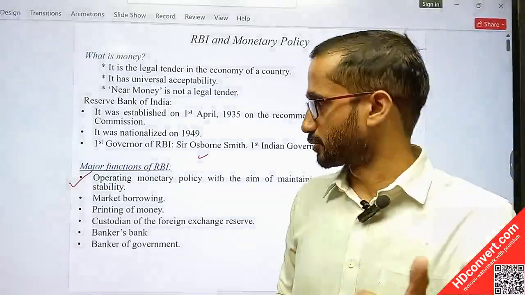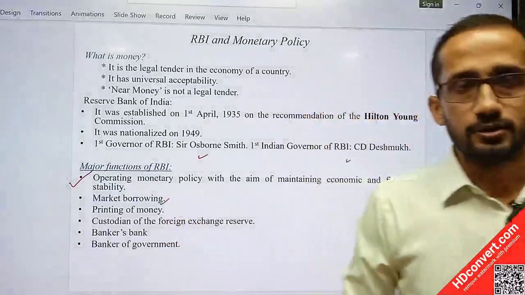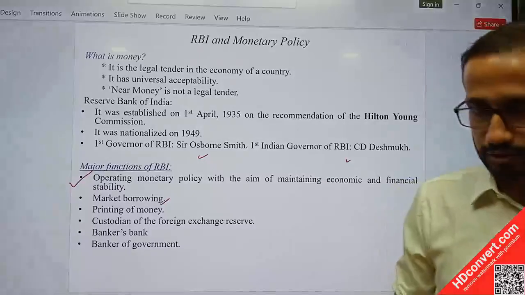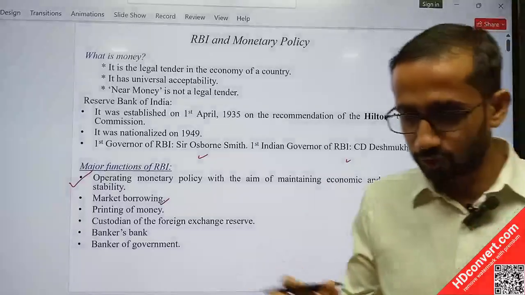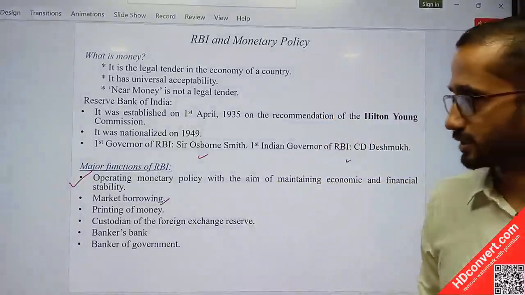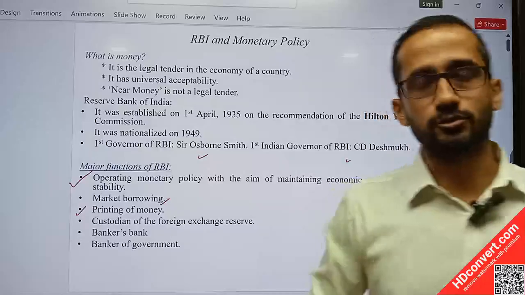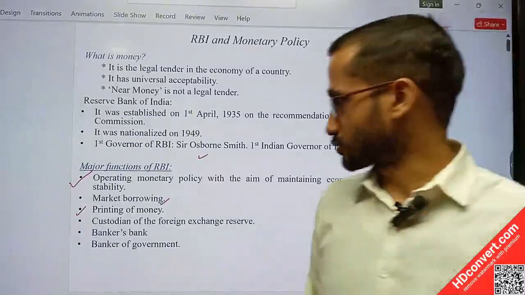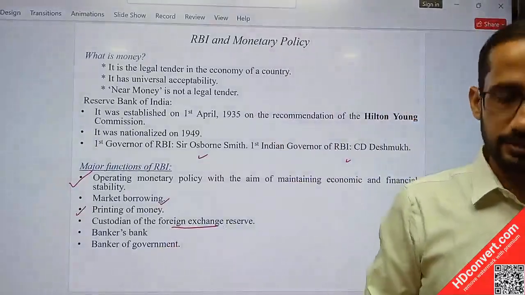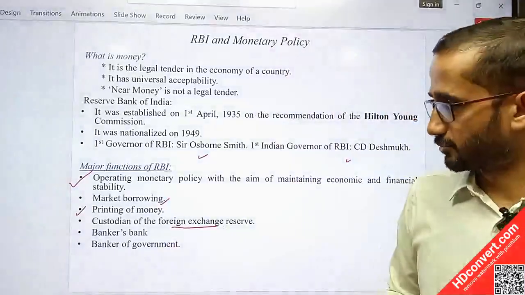The monetary policy is regulated by RBI. Next, market borrowing. RBI also borrows money. We know that the government always has a deficit budget, so in order to fulfill that extra money requirement, RBI borrows money from the market. Printing of money: RBI also prints money. And custodian of foreign exchange reserves: all the forex reserves are regulated by the Reserve Bank of India.